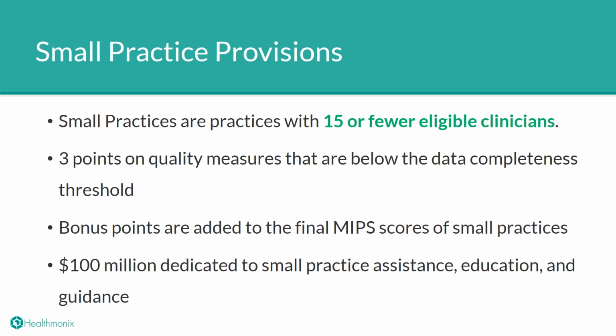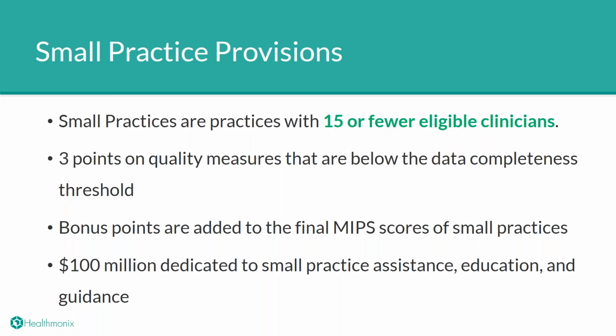So if a small practice does report just a few patient visits under the data completeness threshold, which really means how many of your patients who are meeting or eligible for quality measures you need to report on. If you report below what is expected for MIPS for 2018, small practices are still going to get 3 points. So that is one of the ways it's going to be easier for them to succeed in MIPS.